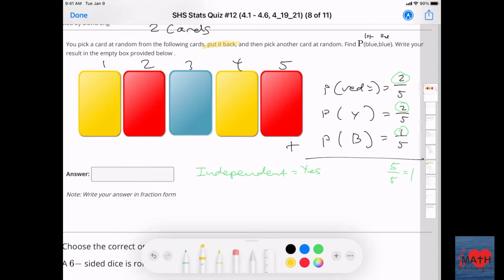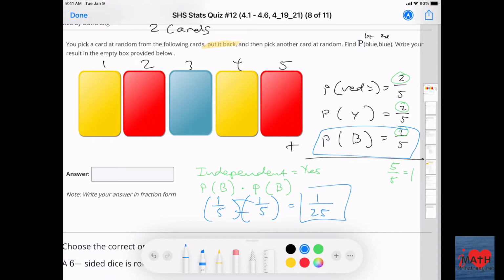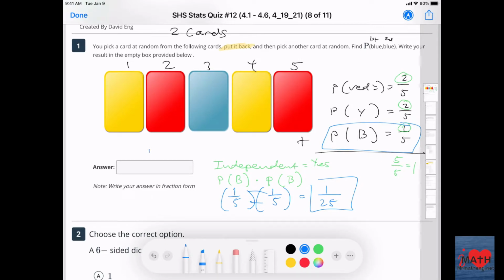All right, so the probability of blue, and because they're independent, I can now multiply the probability of blue again. And that's just right here, that's 1/5, so 1/5 times 1/5, multiply across, you're going to get 1 over 25 is your answer. Now it says write in a fractional form. I hope I don't see any decimals. That's the answer for number 1.